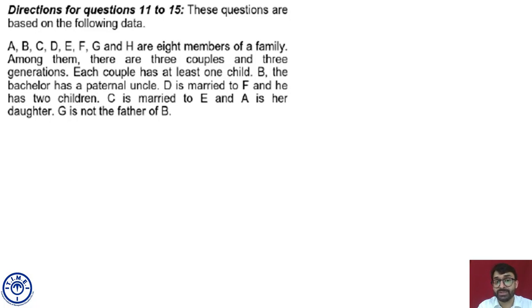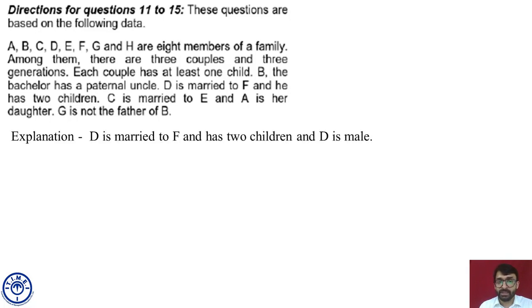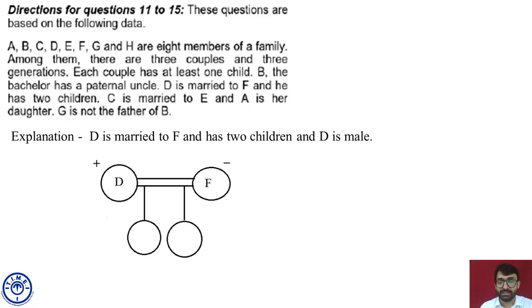D has 2 children. As mentioned in the question, D is married to F and he has 2 children, that means D is a male and F is female. So we can start from this statement. D is a male, F is a female, plus minus 2 children. A double line will represent they are a couple and there are 2 children. Fine, that is okay.